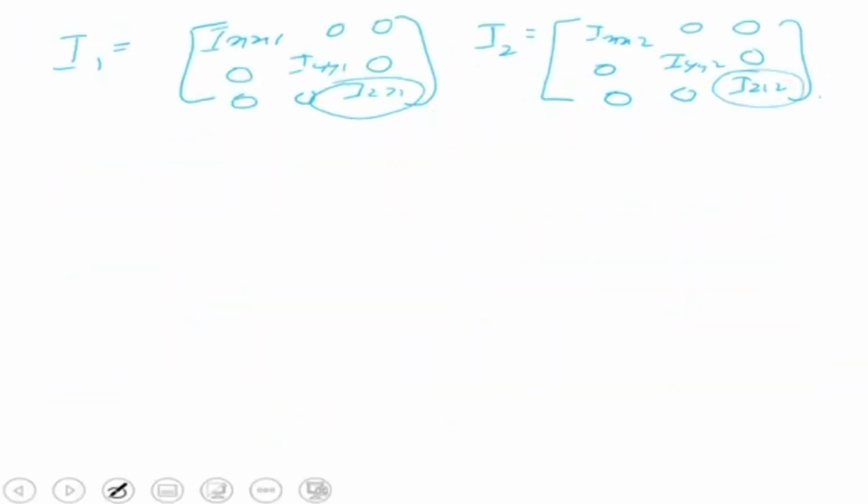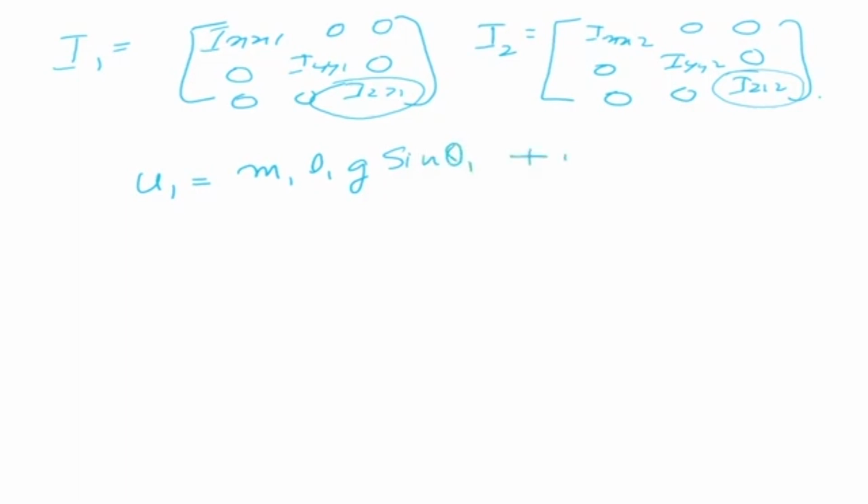Now we can write the potential energy. U1 is equal to m1 L1 g sine theta 1. In this case, we are assuming horizontal as the 0 reference, plus m1 L1 g. This is what is called the compensation.